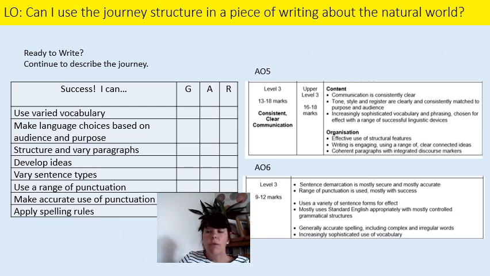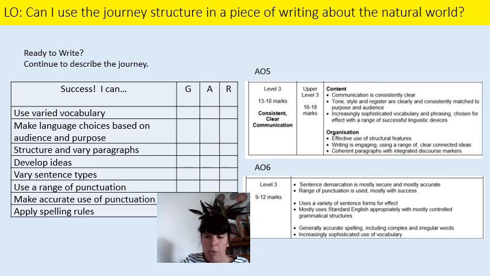Okay, so you should be ready to write now. I've included on the left-hand side here the success criteria, some of the points we've already covered. So by taking the time to do that planning, you should quite comfortably be in the green for those. We've talked about varied vocabulary, language choices, structure and paragraphing. Because you've taken the time to plan, you should be quite comfortable with developing those ideas. So it's down to you to keep an eye on varying your sentence types. Remember, I know it's a little bit artificial, but try and demonstrate that you can use the full range of punctuation if you can. And the accuracy, so the spelling and the accuracy of punctuation.